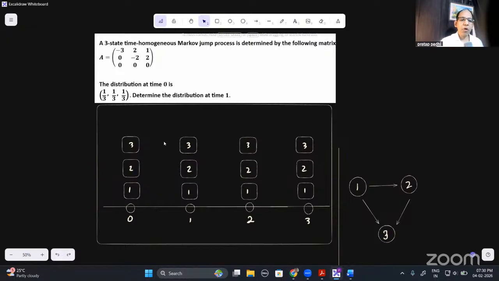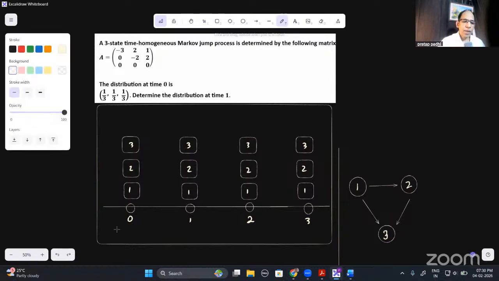So now these probabilities are not given. So what is given? This is given. What we want actually, we know the probabilities here. Let me write the probabilities here. I can write this way also: probability X0 is equal to 1, that is given as 1 by 3.